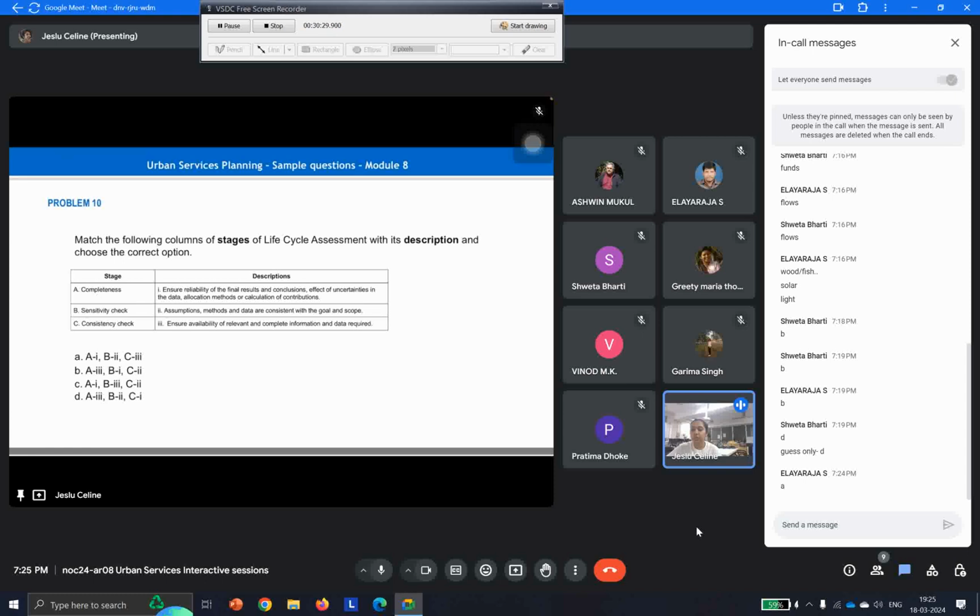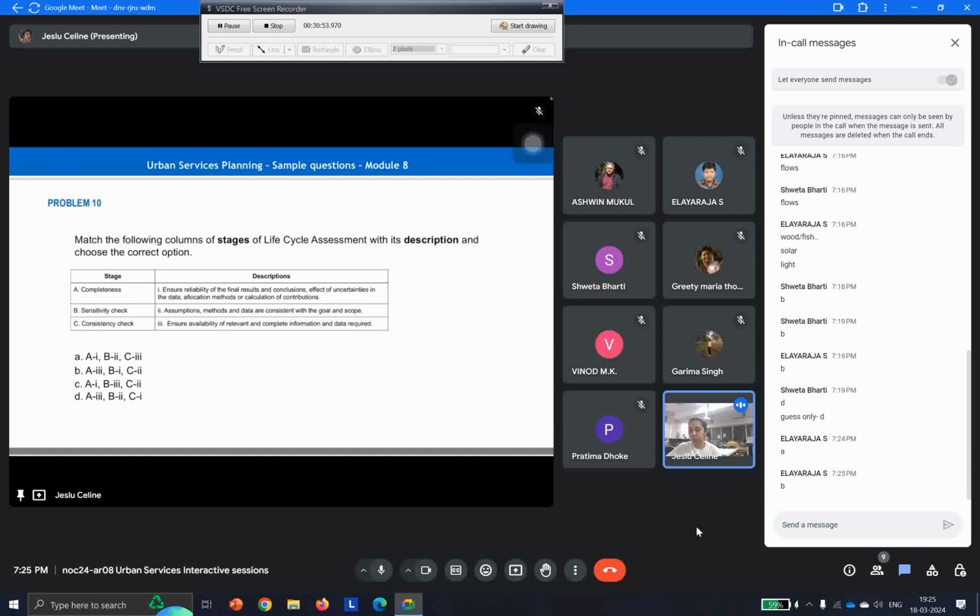B, sensitivity check, and C, consistency check. And the descriptions are: 1, ensure reliability of the final results and conclusions, effect of uncertainties in the data, allocation methods or calculation of contributions. And 2, assumptions, methods, and data are consistent with the goal and scope. And 3, ensure availability of relevant and complete information and data required.